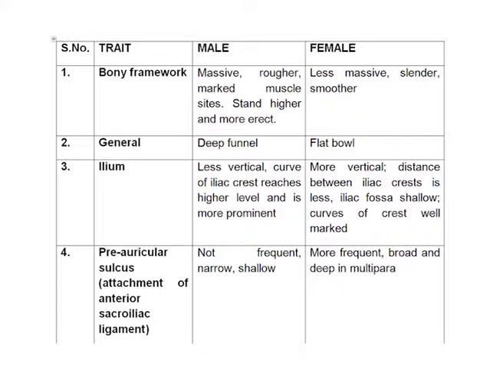If you observe the preauricular sulcus, that is the attachment of the anterior sacroiliac ligament, in males it is not frequent, or narrow or shallow, whereas it is more frequent, broad and deep in multipara, that means the lady who has delivered a number of babies.